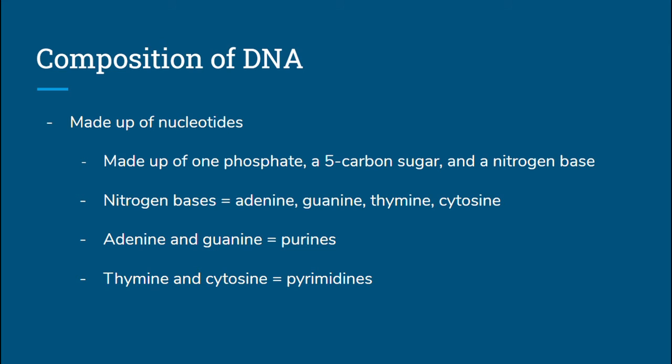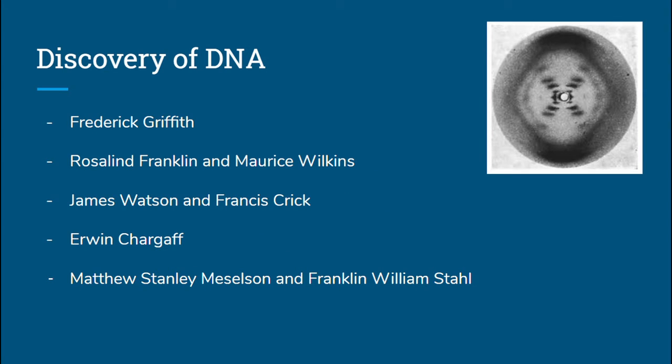So purines are made up of 2 carbon-nitrogen rings, so they have 2 rings, and thymine and cytosine are made up of 1 carbon-nitrogen ring bases. So that's basically the difference between them. Also, purines are generally larger, and pyrimidines are smaller.